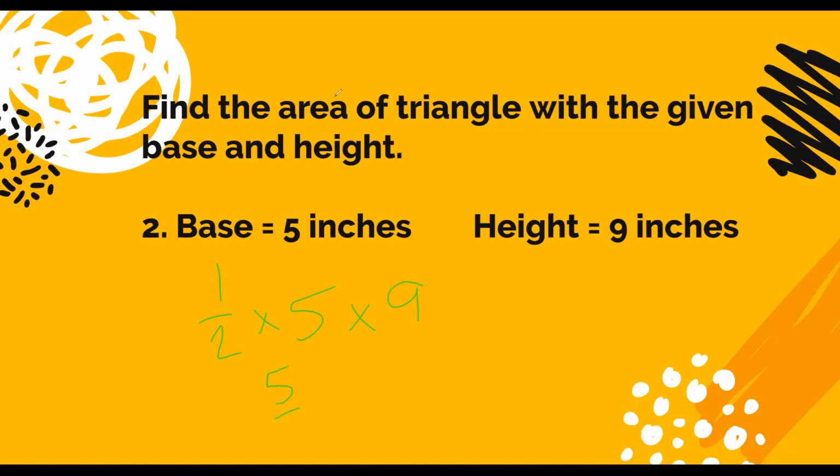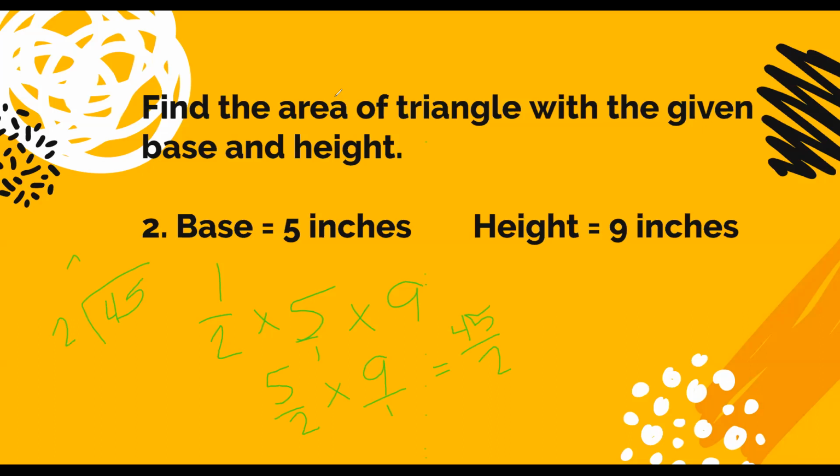So this would be 5 over 2. So I had 1 times 5 is 5, 2 times 1 is 2. So I would have 5 over 2 times 9. Then I can multiply this together, and I have 5 times 9 is 45, and then 2 times 1 is 2. You do not leave your answer as a fraction. You need to divide it out. So I have 45 divided by 2.